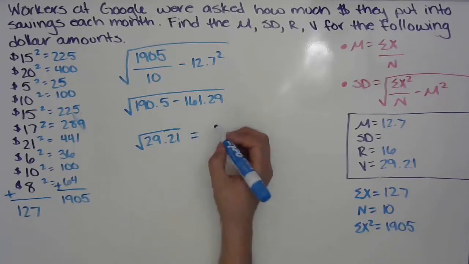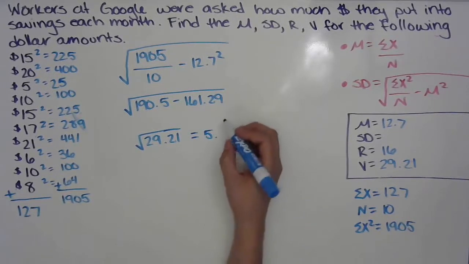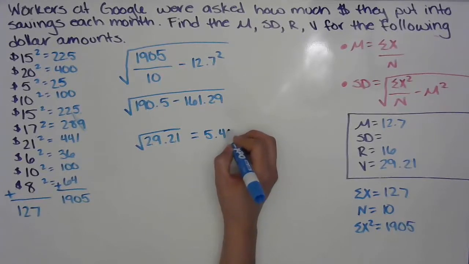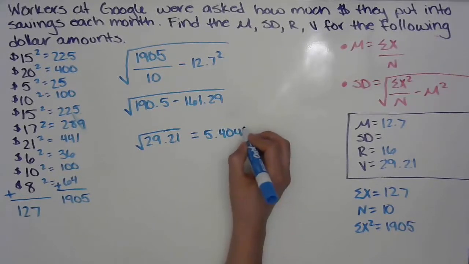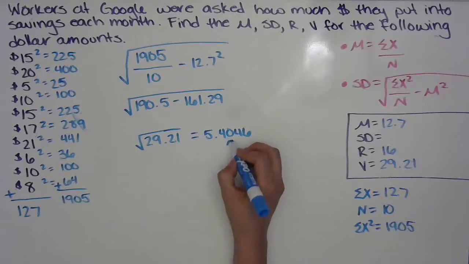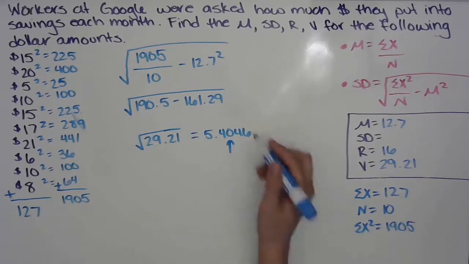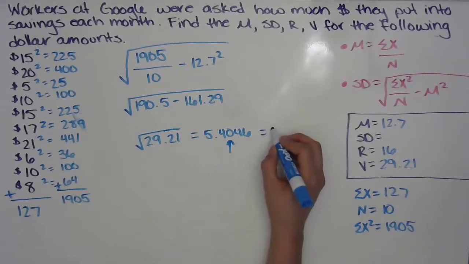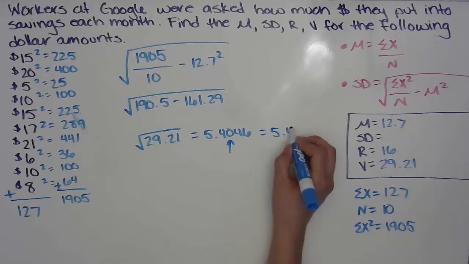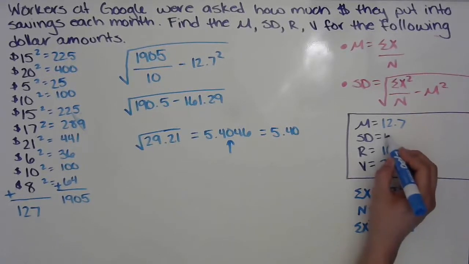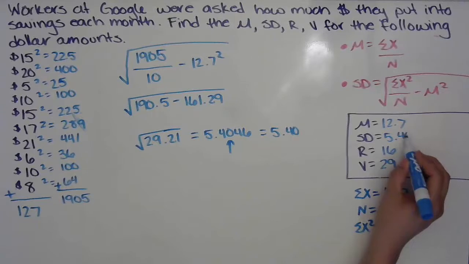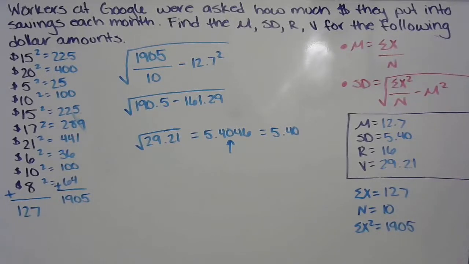And then when we take the square root of that, we get 5.4046. And since we round to this value here, and this number is less than 5, this number stays the same. So that's going to give us 5.40 as our standard deviation. Okay, now earlier when I was talking about the mean squared deviation, that is in reference to the variance.